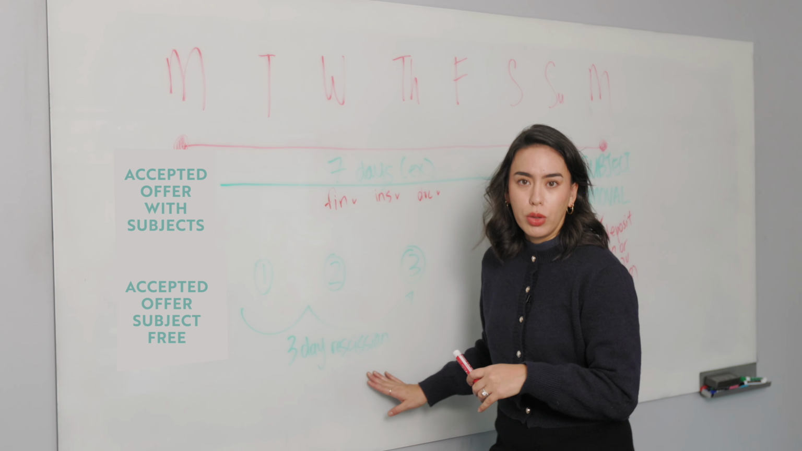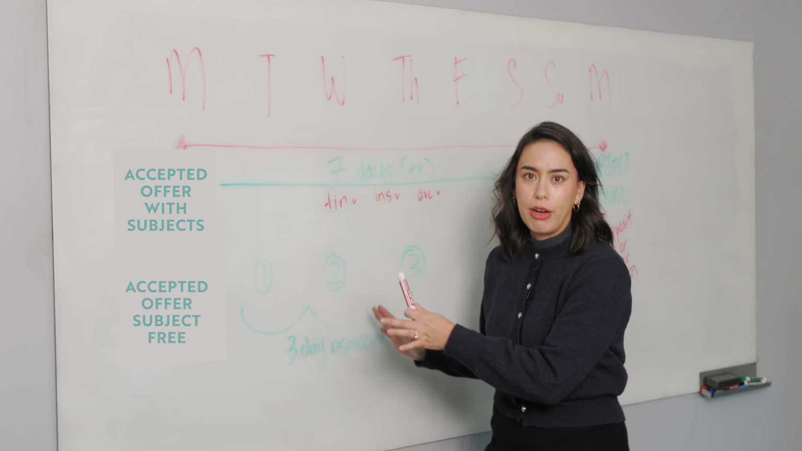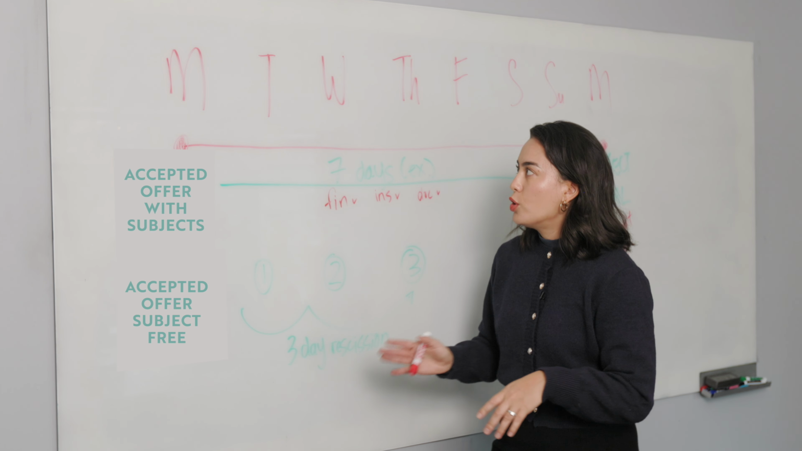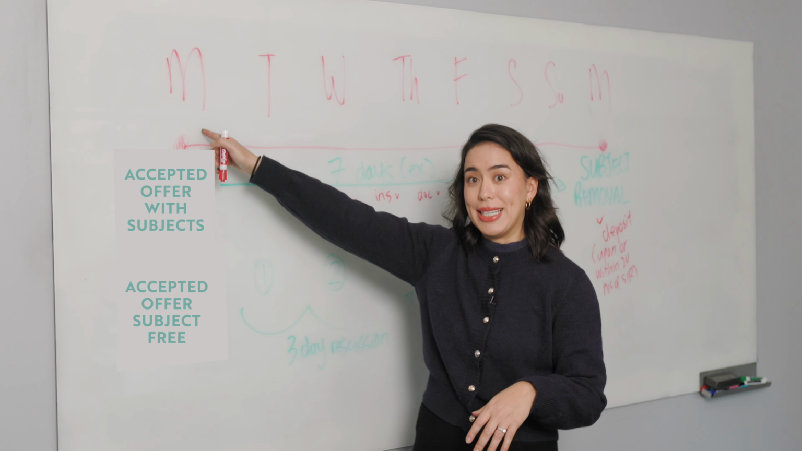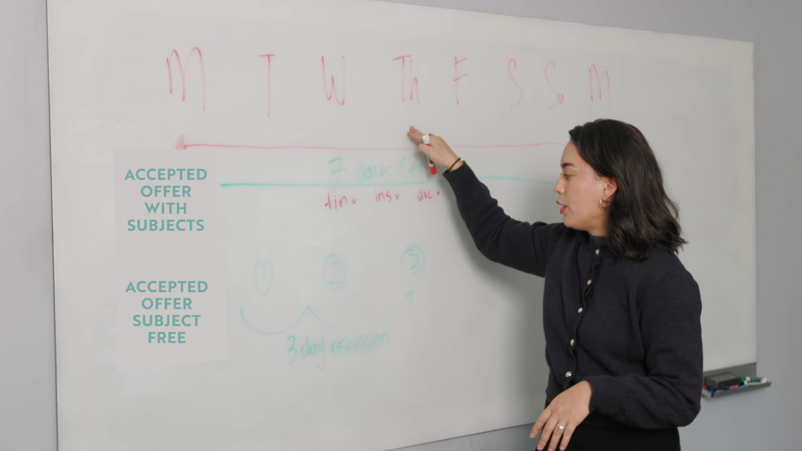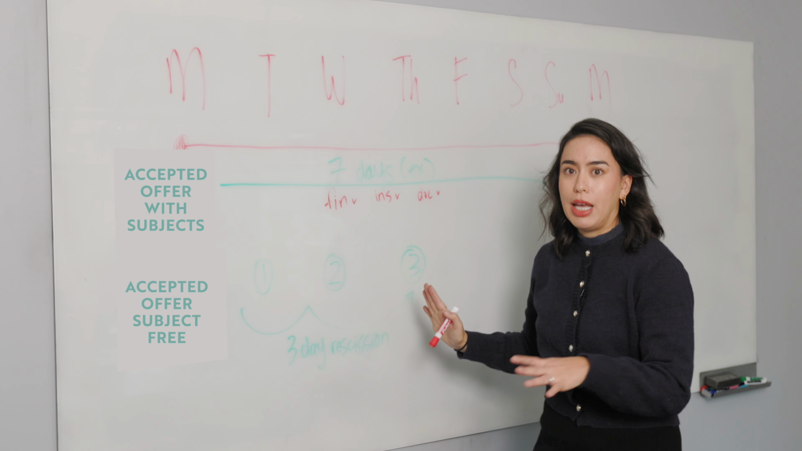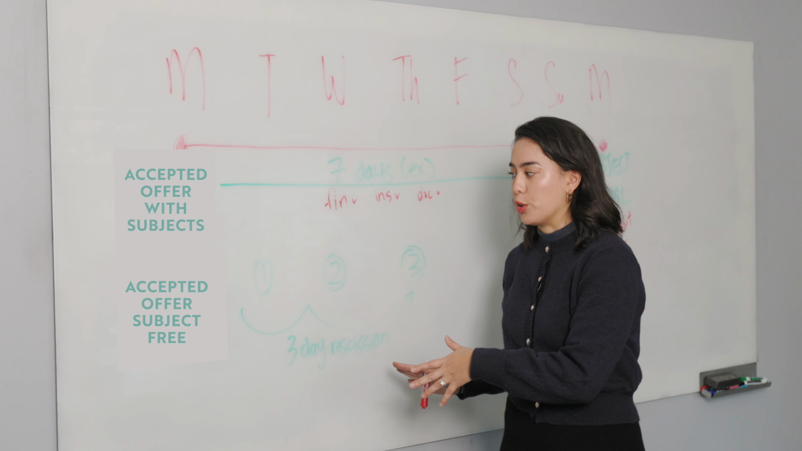Now, this is called the cooling off period. It's called the homebuyer rescission period, whatever. It's all synonymous, okay? So in this example, if you have an accepted offer that's subject free on Monday, then you would have all day Tuesday, all day Wednesday, and all day Thursday. Thursday, 11:59 p.m., you have to decide whether or not you're moving forward with this purchase.